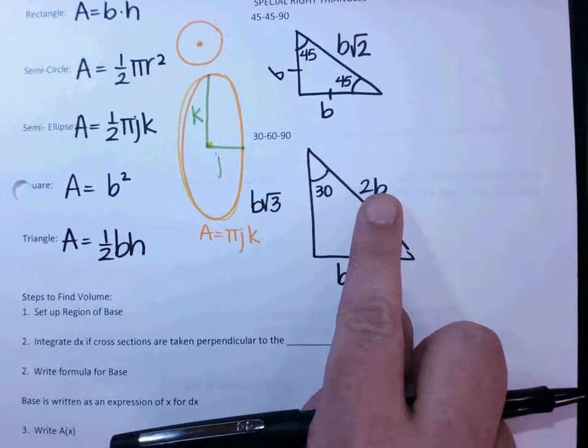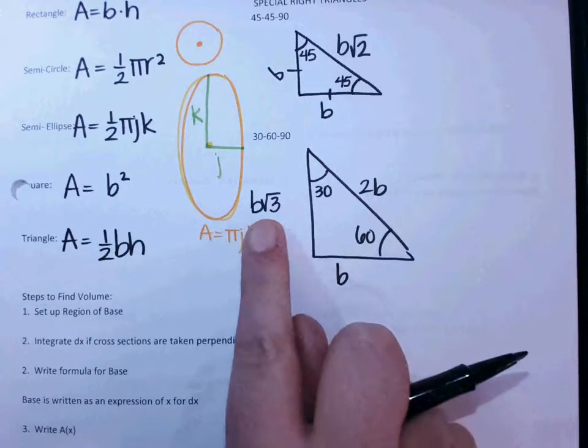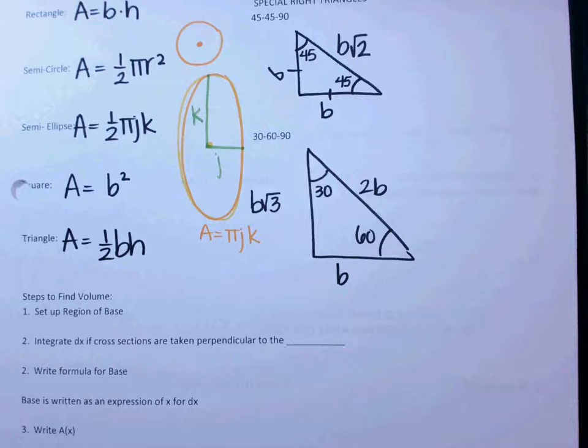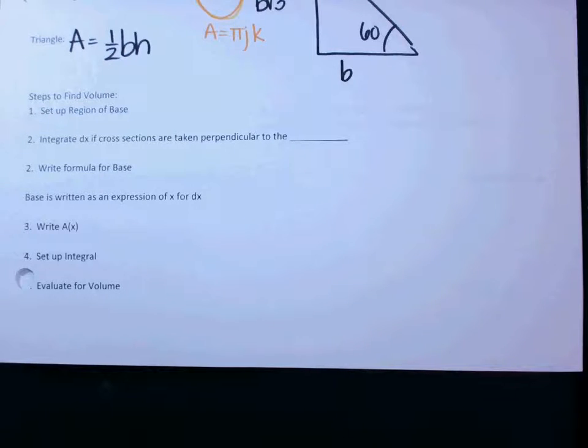What if this was 10? What would that be? 5. Half would be 5. That would still be 5 root 3. So those relationships are always the same. Got it? Okay, so we're going to do some steps, and then we're going to do an example.